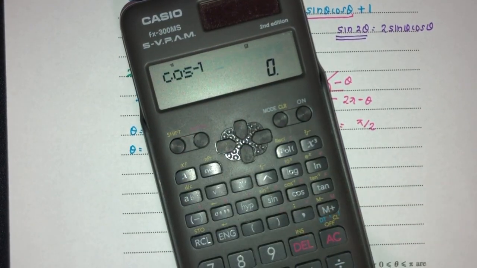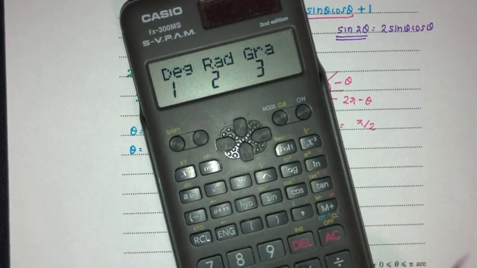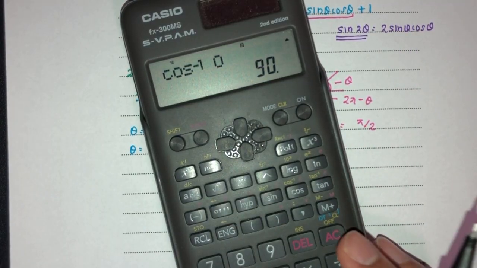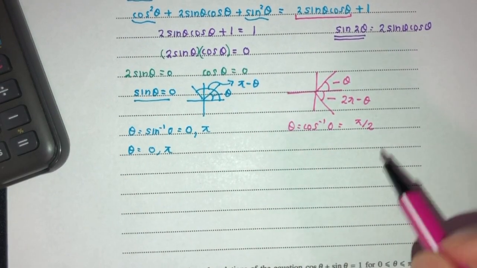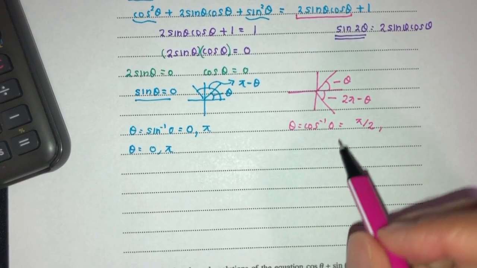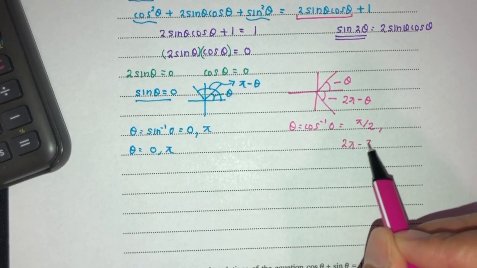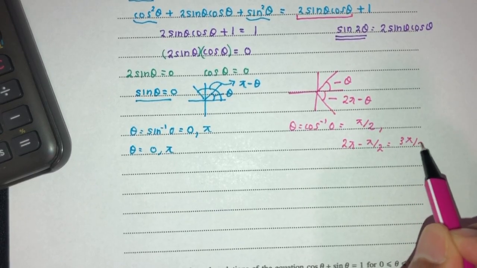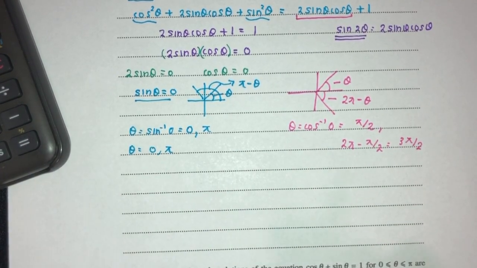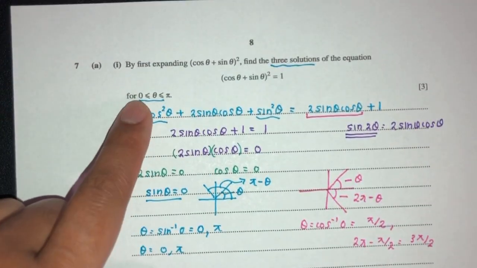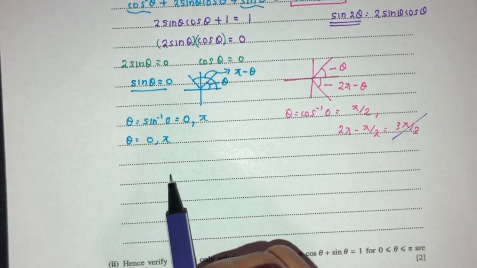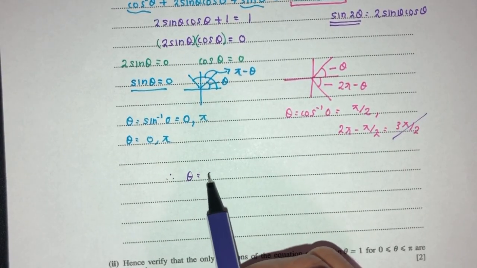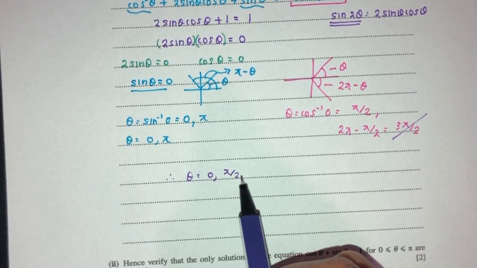Cos inverse of 0. We can use degrees to check. That should be 90 degrees, which is pi by 2. So it is this value, but also this one, which is 2 pi minus pi by 2. That should be the value of 3 pi over 2. But that will be too much, because according to your question, we only care about the values in the first two quadrants. So finally, the solutions will be theta is equal to 0, pi by 2, and then pi.